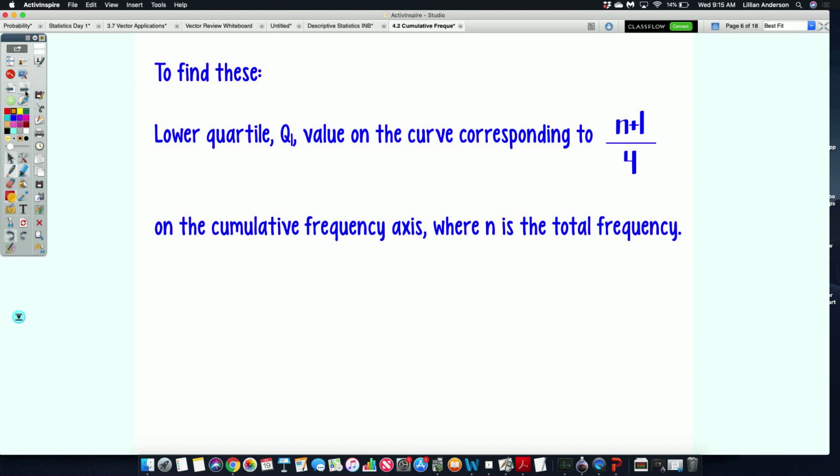So if we take the last example of the parked cars, and I asked you to find your lower quartile, you would use this formula to figure out where exactly that exists on my cumulative frequency axis. N represents your total frequency. Look back at the last example. What was our total frequency? 180. So you'll do 180 plus 1 divided by 4, and what do you get? What's 181 divided by 4?